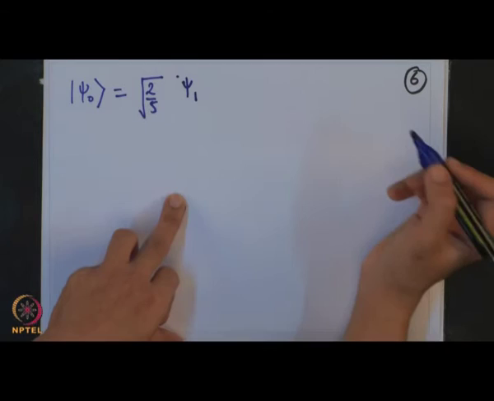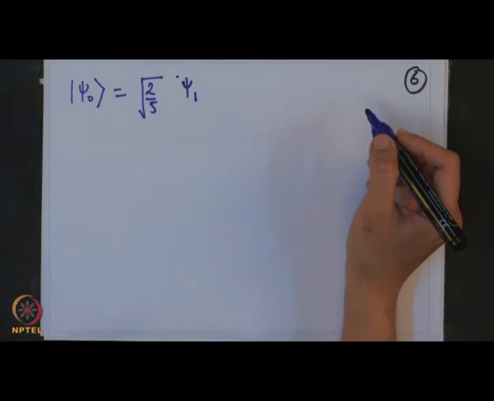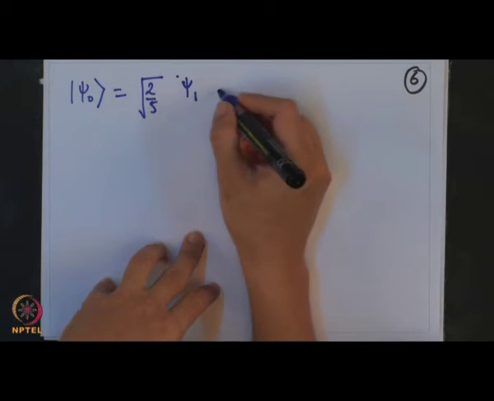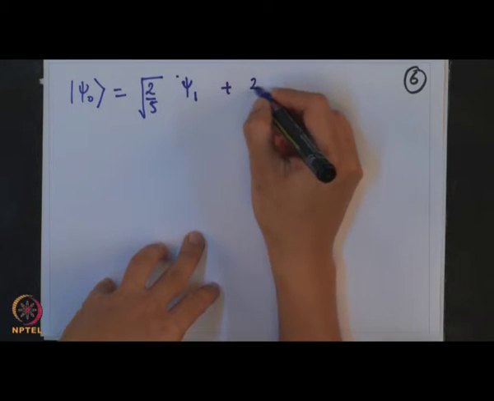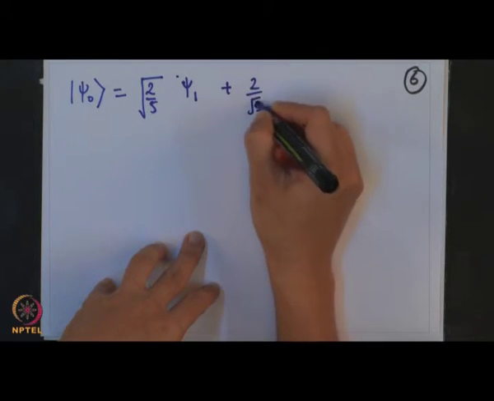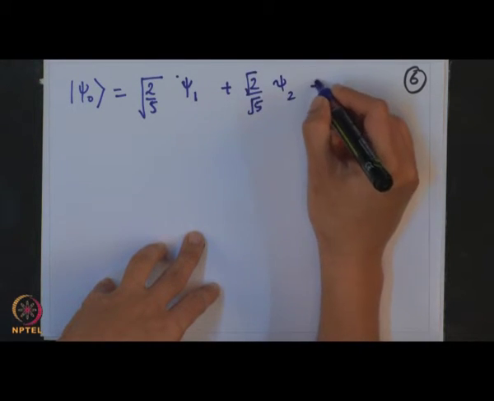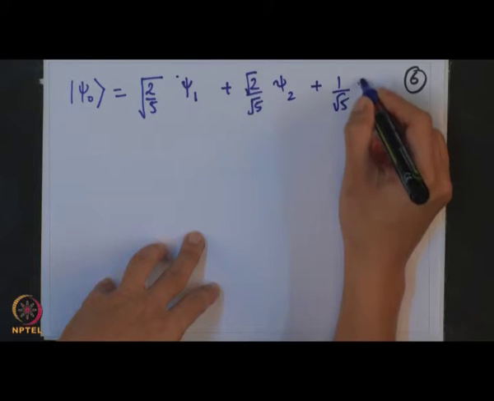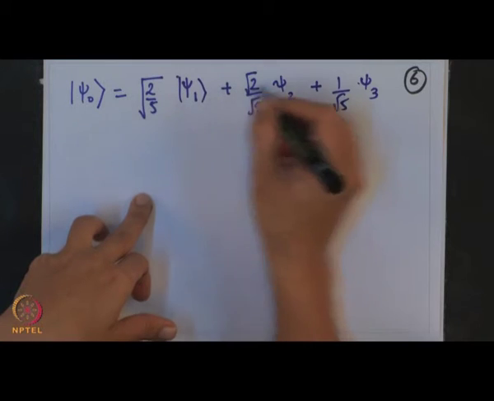Psi 1. Okay. So, my psi 1 was nothing but 1 and i. So, you will have a psi 1 plus I have 2 by root 2, root 2 by root 5, psi 2 plus 1 by root 5, psi 3. Okay. So, this is what I have.